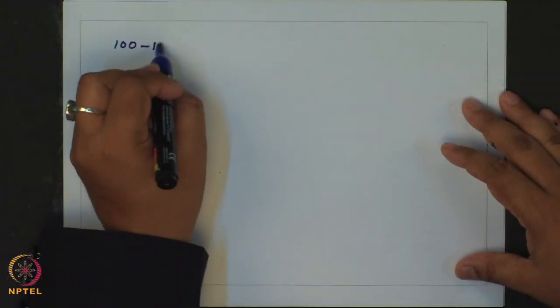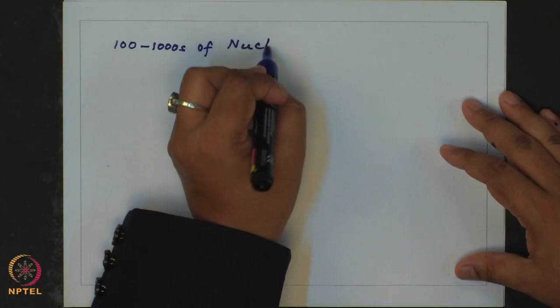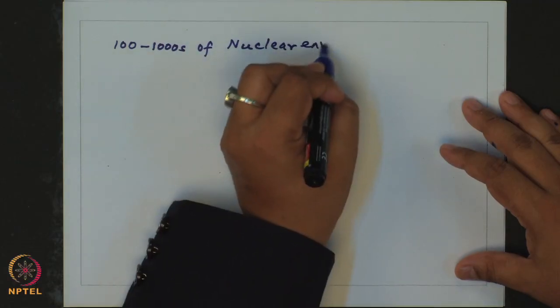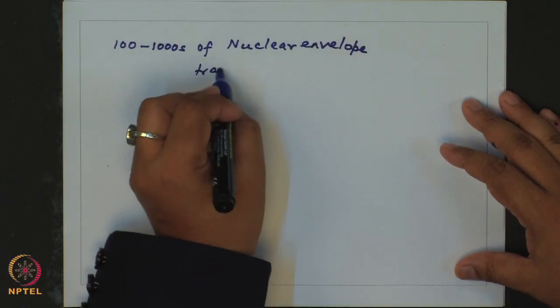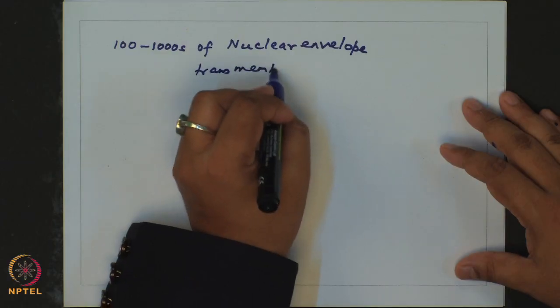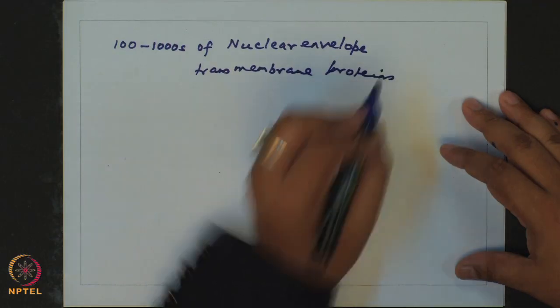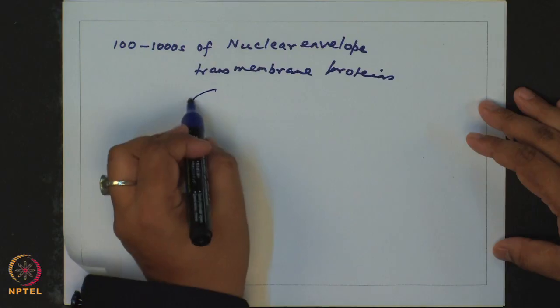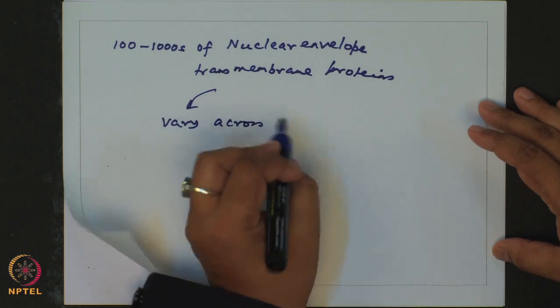It is now emerging that there are hundreds to thousands of nuclear envelope transmembrane proteins. Their expression can vary across cell types.